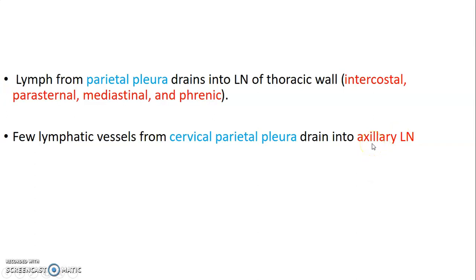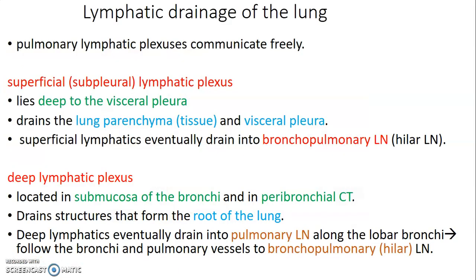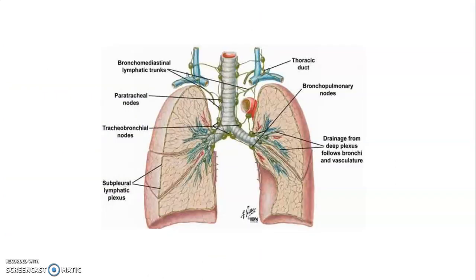So the lymphatic drainage of the lung is very complex and you need to understand it because you can be asked to describe in detail what is the lymphatic drainage of the lung. So you should be able to describe how superficial is deep to the visceral pleura into bronchopulmonary lymph nodes, and the deep is on the submucosal bronchi and the peribronchial connective tissue to drain into the pulmonary lymph nodes before getting to the bronchopulmonary or hilar lymph nodes.